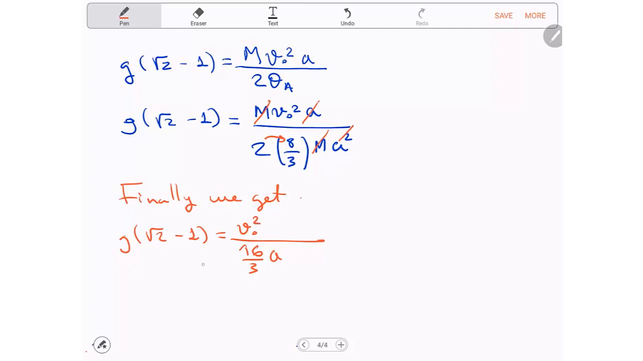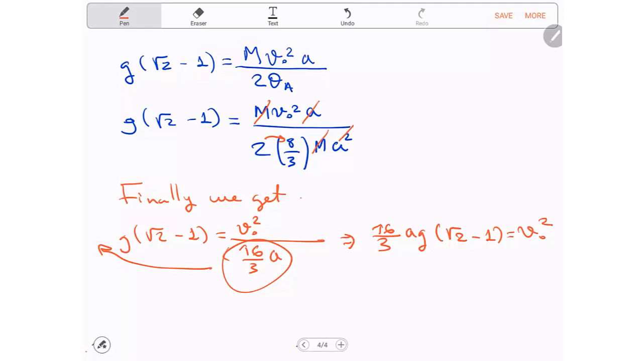And finally, we take this part of the equation and move it to this side, and we have 16/3 of a g times root 2 minus 1 equal to v0 squared. We take the square root on both sides of the equation, and finally we get that v0 is equal to the square root of 16/3 a g times root 2 minus 1.